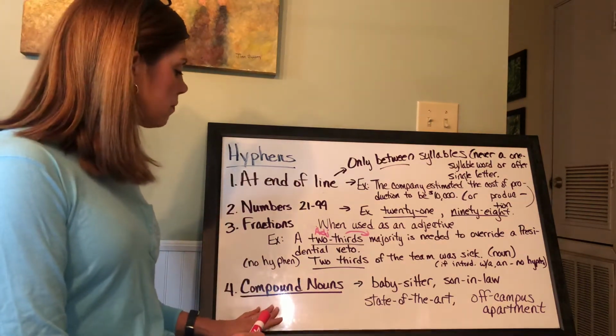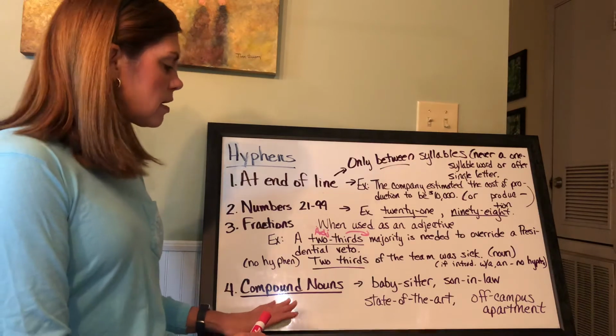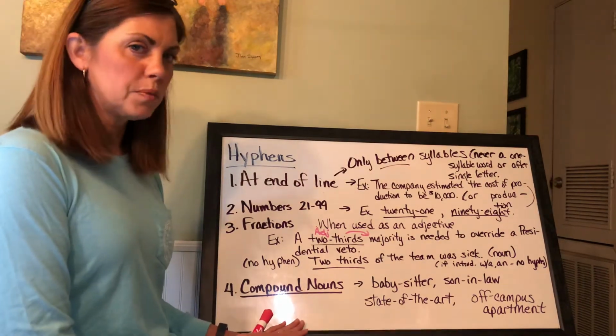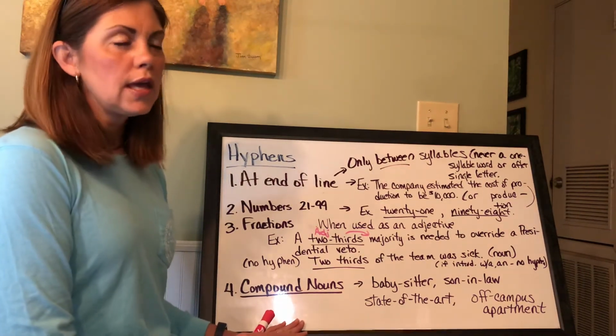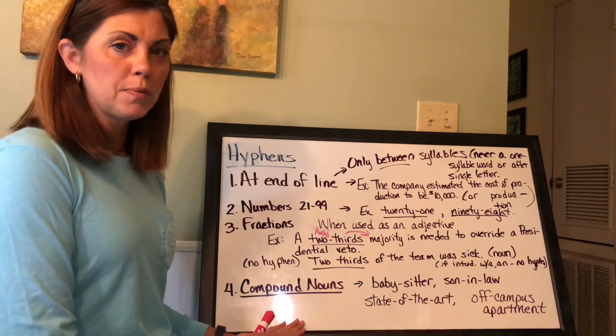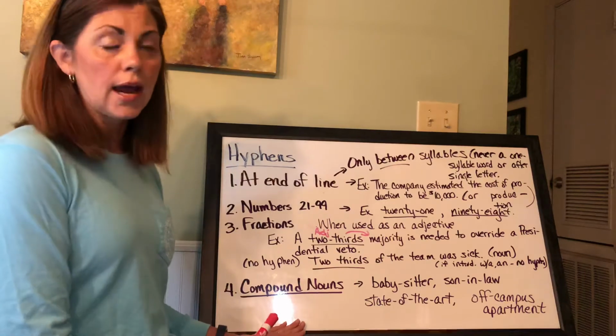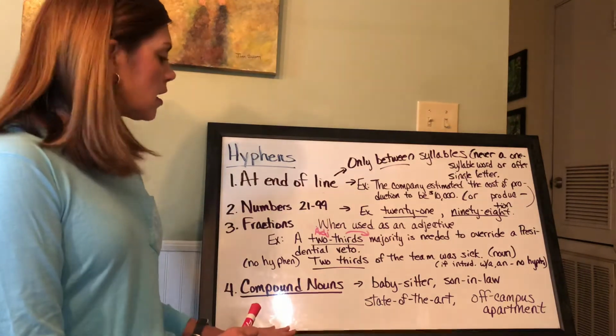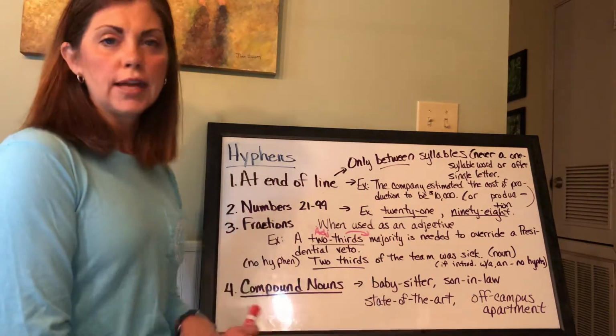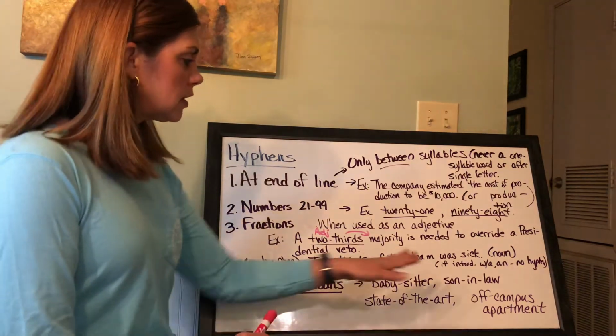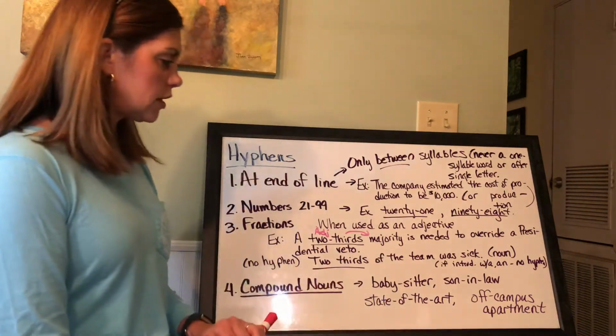And number 4, compound nouns. These to me are the most difficult because some of them you just have to know. And I would say that if you're writing a paper and you're not sure, just look it up. There's nothing wrong with that. I look things up all the time. So some words are always hyphenated, like babysitter, son-in-law, state-of-the-art.